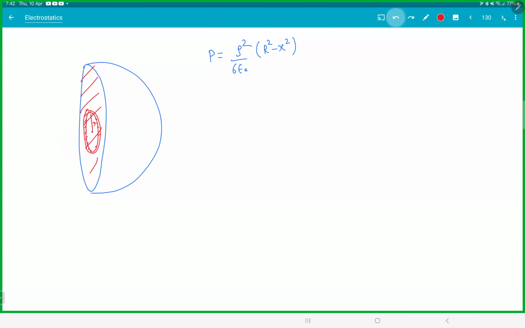Can you do it now? There, I gave you the idea. Solve. I'll give you a minute or two. It's an easy integration. You know pressure, you know area, just integrate and finish it off.